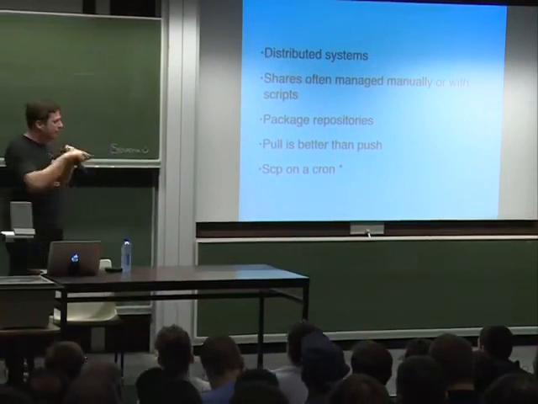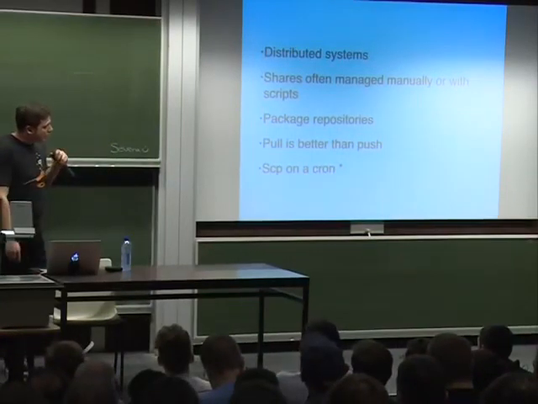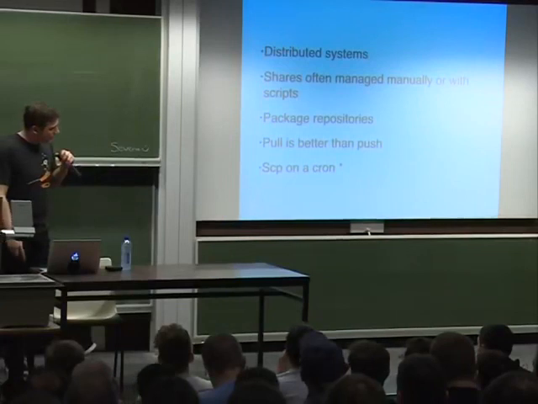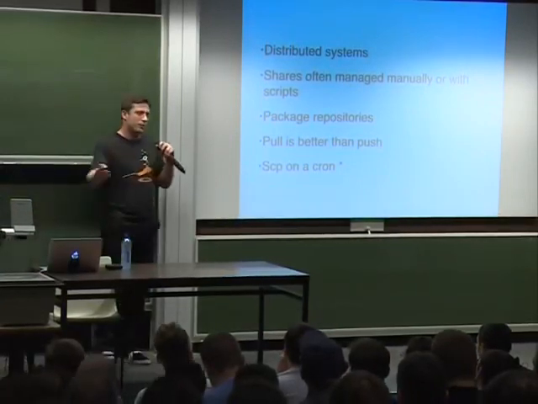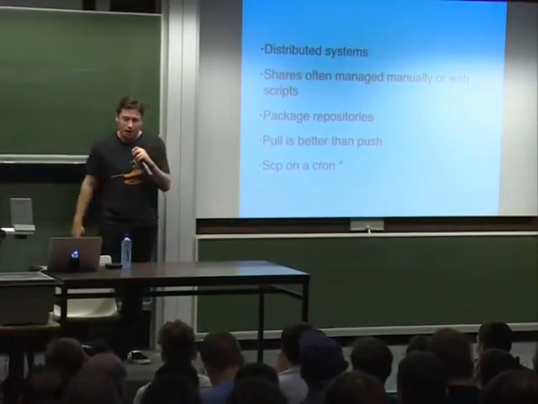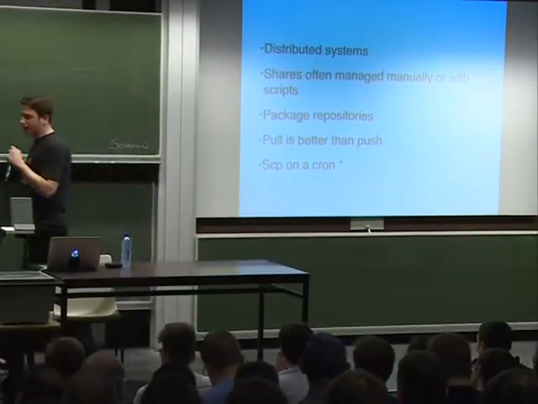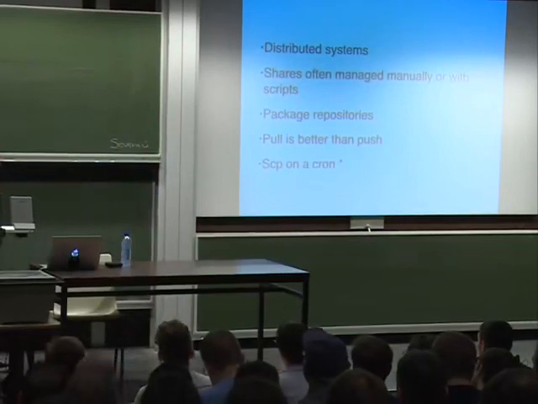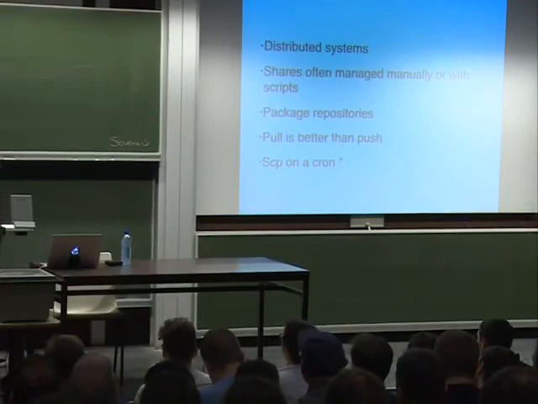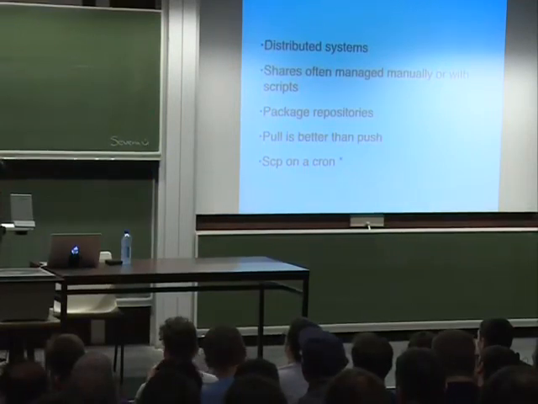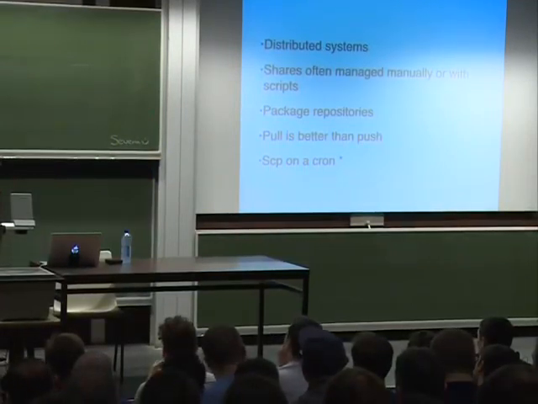Put a star next to the SCP on the cron here, because this is when we first kind of realized we need a control loop, to keep things in the state that we need them. You often see this sort of thing, like, oh, I'm going to pull from this HTTP server on a cron. Pull is better than push. If you disagree with that statement, you are wrong.